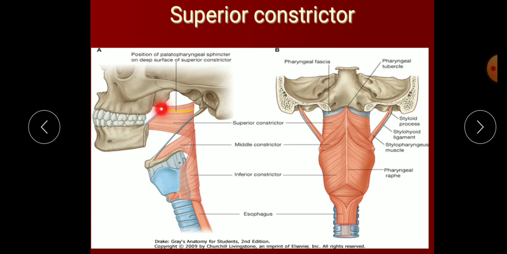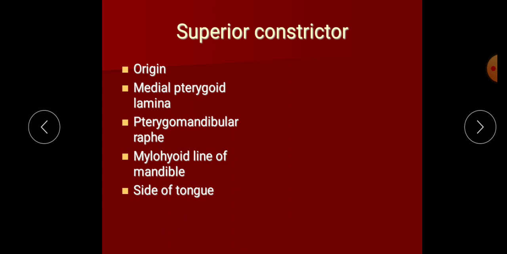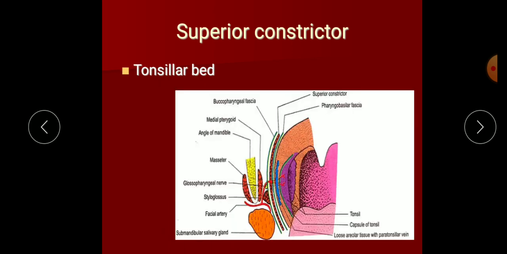So this is the origin part anteriorly. After that you are seeing it is going laterally. Once it reaches the posterior part, it is getting inserted to that fibrous raphe. So read that. The origin from the medial pterygoid lamina, pterygomandibular raphe, mylohyoid line of mandible, and from the side of the tongue.